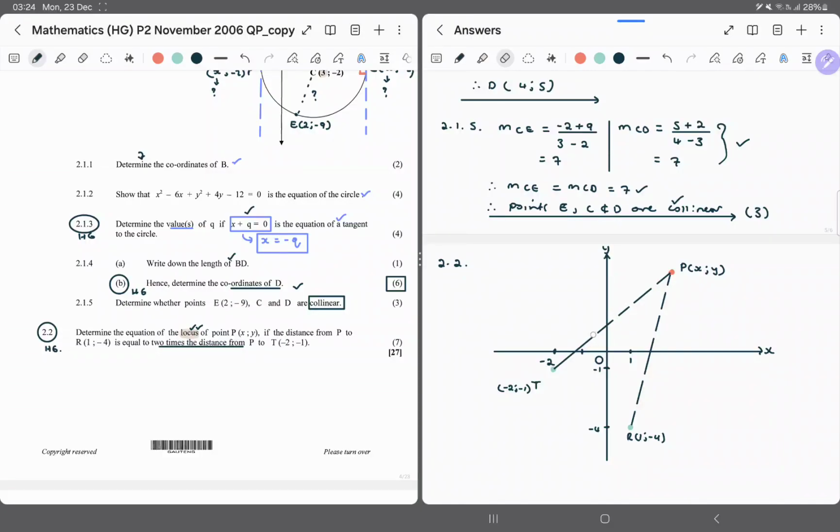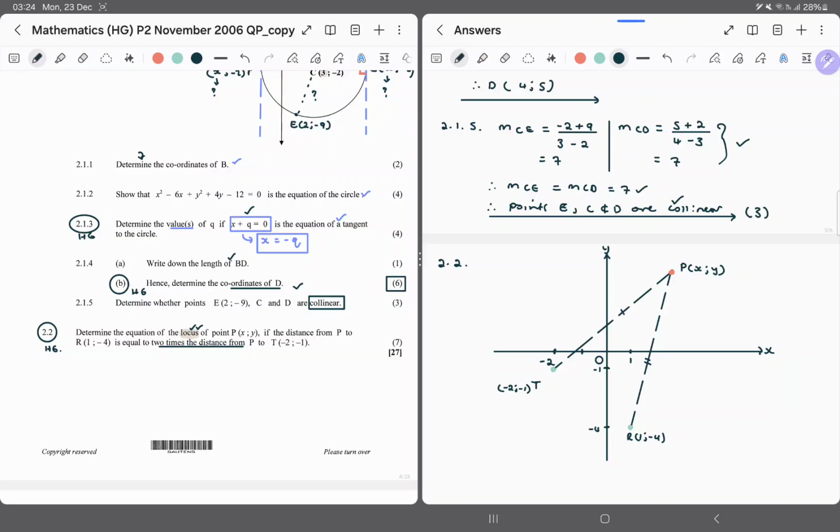And you can easily see that if we tried to assume a bit of an accurate sketch, it almost looks like that indeed. Okay, not exactly like that. We don't know, but these ones look almost alike. But we are told something, that the distance from P to R is equal to 2 times, meaning this one is double that distance, 2 times the distance from P to T. So this is what we have.